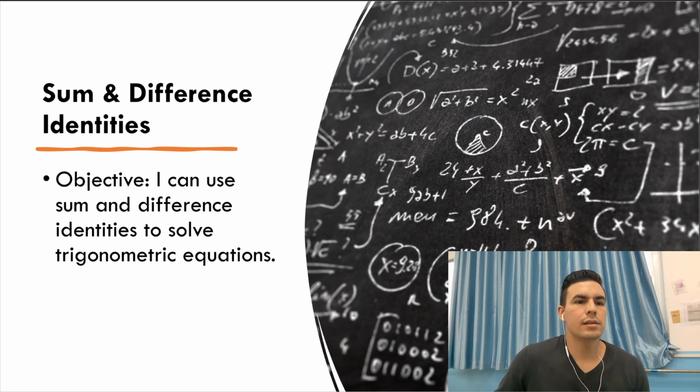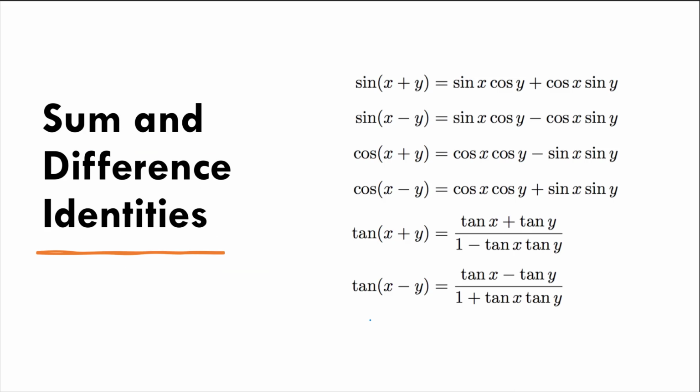Again, we're looking at sum and difference identities, okay? And the objective for this lesson is to use our sum and difference identities now to solve trigonometric equations, okay? Not just looking at expressions now, we are looking at trigonometric equations. So our concept, again, here we have our sum and difference identities.